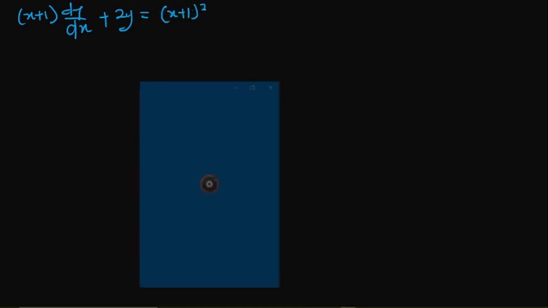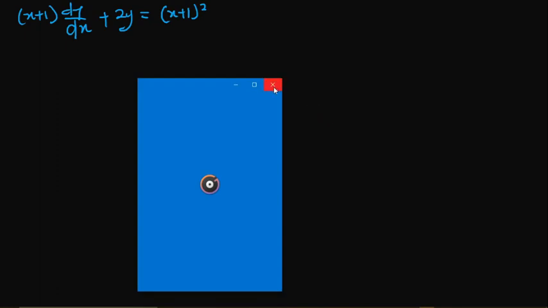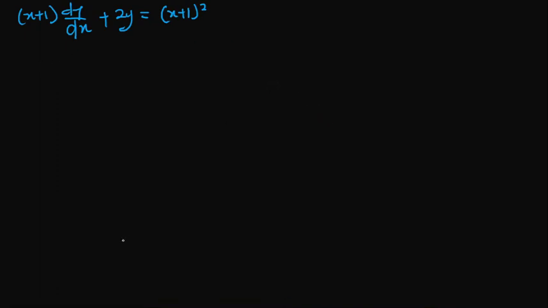So example number 2, we have the equation x plus 1 dy dx plus 2y is equal to x plus 1 all squared. So this is the function, and we are to solve the differential equation. So let me use a white color for that.